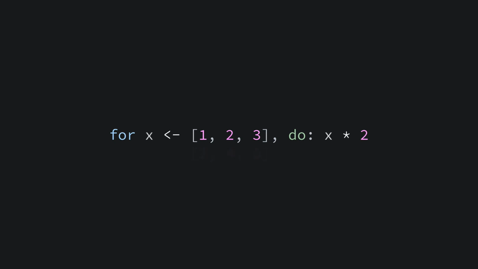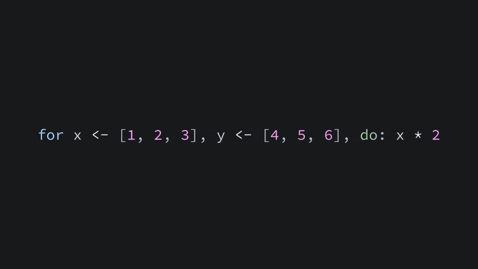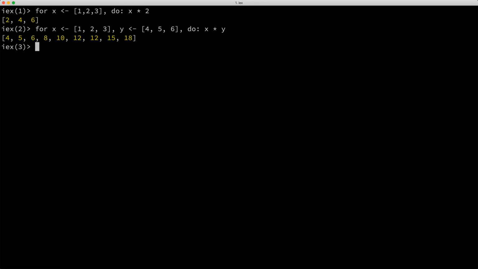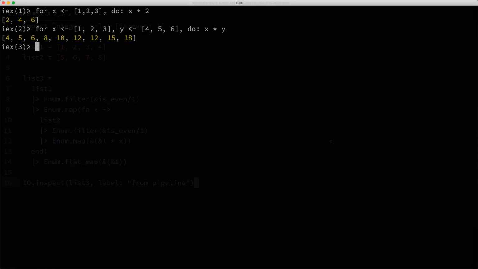Well, here's the thing. You can have more than one generator in a comprehension. So for example, we could add a comma, and after the first generator, we could add a second generator, where we use the y variable, followed by the left arrow, and another enumerable. Then in the do expression, we can take x times y, and as you can see, we ended up with the result that's a combination of both lists.